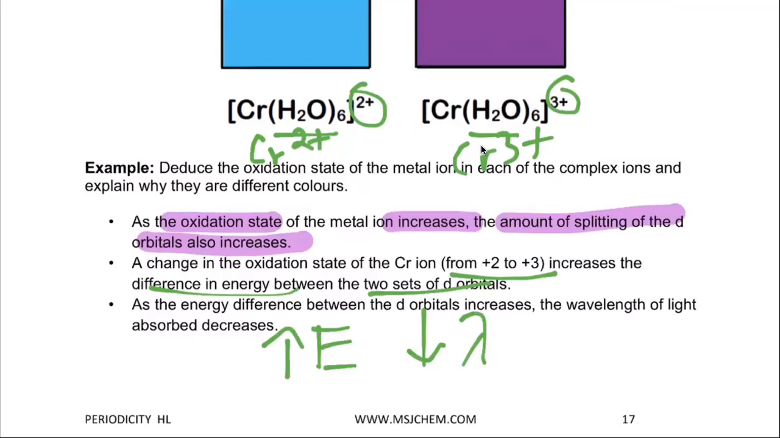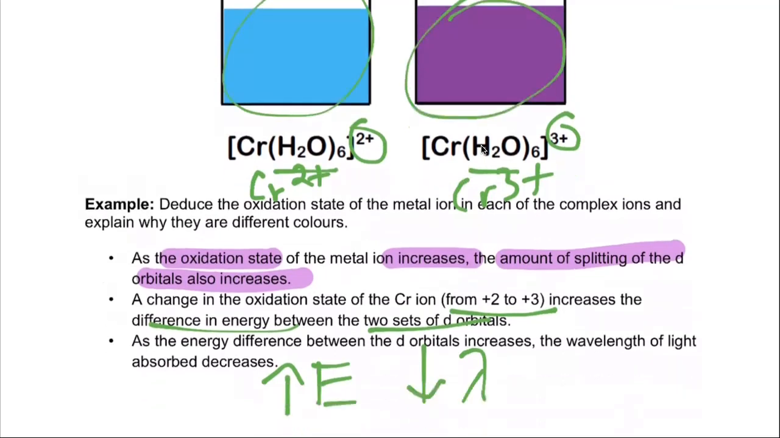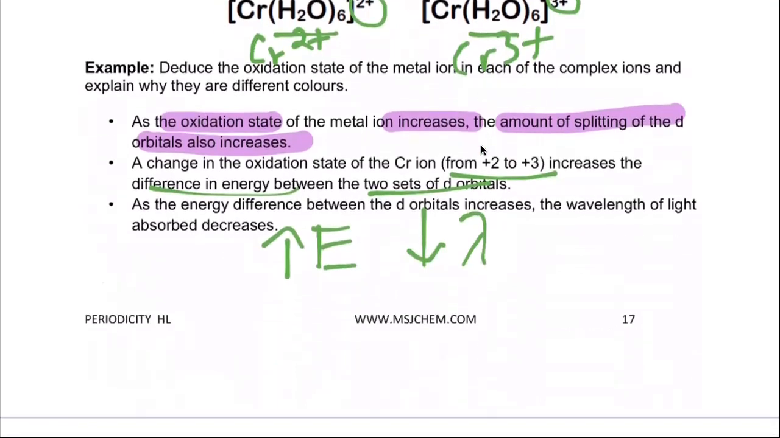So if I increase the energy, then that's going to decrease the wavelength and move it more towards violet than blue. So that's why this one, originally already blue, when it increased to the +3, gained enough energy that it went from blue to violet, because the increased energy caused the wavelength to decrease from the blue area to the violet area.